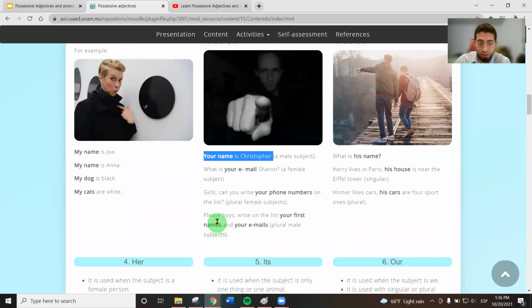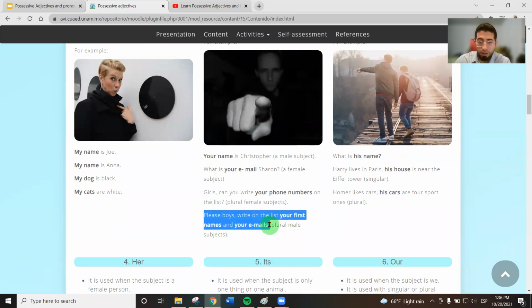Look, vean este ejemplo acá, chicos. It says, please, boys, por favor, chicos, write on the list, ¿listo? Escriban en la lista, your first names and your emails, right? Entonces, escriban your first names, sus primeros nombres, and your emails, ¿listo? Y sus correos, right? En este caso, sabemos que es plural, ¿cierto, chicos? Because it says, acá dicen, in the phrase, dicen en la oración, please, boys, right? Entonces, aquí ya sabemos que este your es en plural. Entonces, ustedes escriban sus nombres en plural, right?